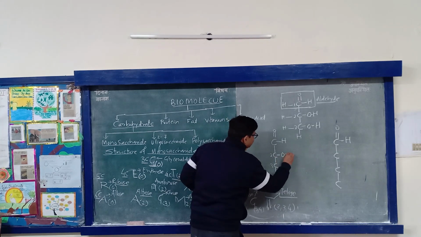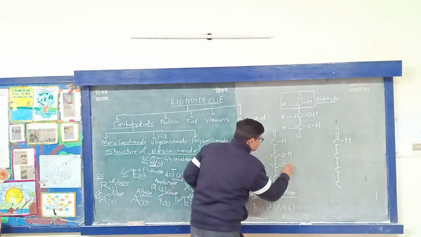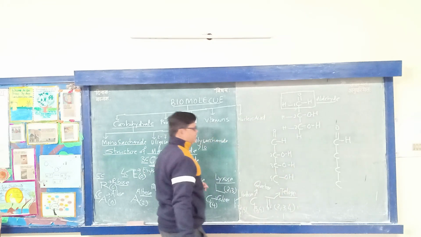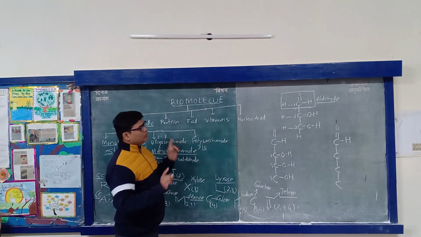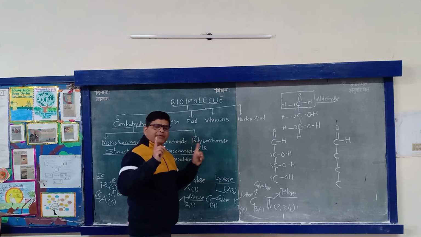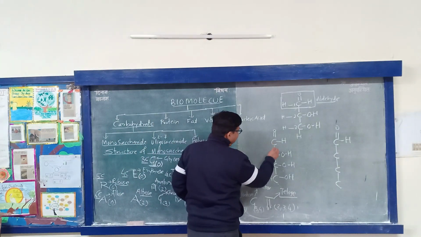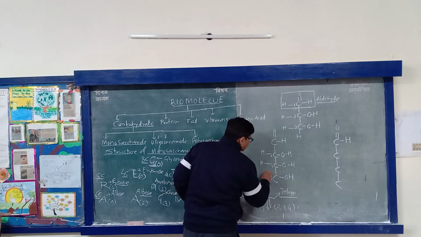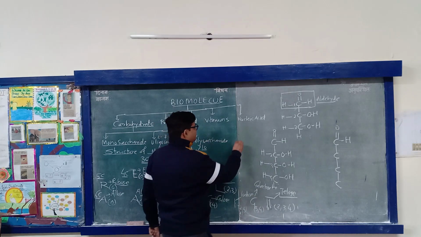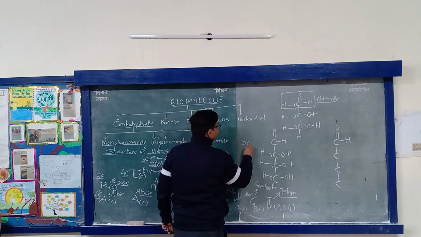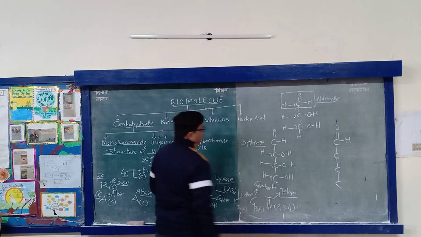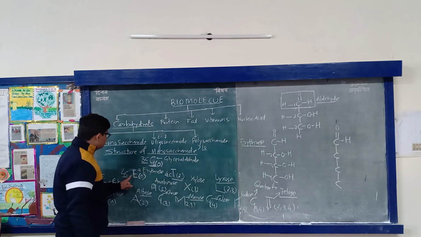So draw like that. This is a hydroxy group. This is a hydroxy group. Rest, you know carbon has 4 valency, so you have to indicate hydrogen, hydrogen, hydrogen like that. So this is the chemical structure of erythrose.